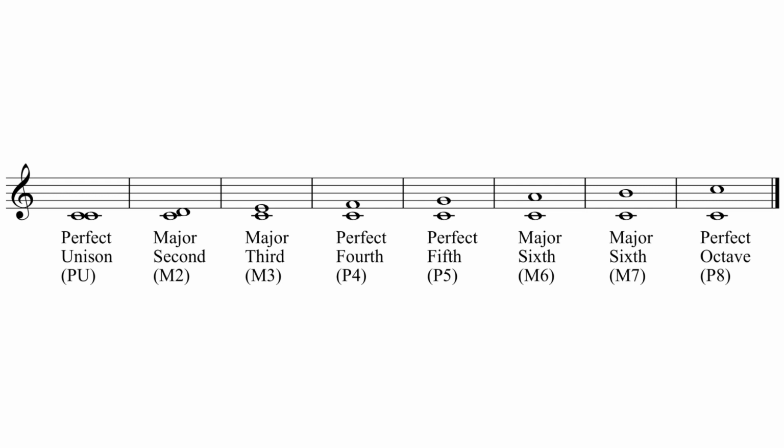And the second, third, sixth, and seventh are all major. Keep in mind this is for the C major scale. If you're dealing with a minor scale, the unison, fourth, fifth, and octave all remain perfect, and the second will remain major. However, the third, sixth, and seventh become minor.